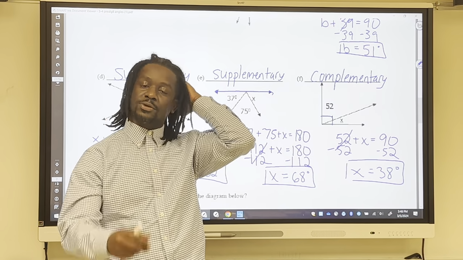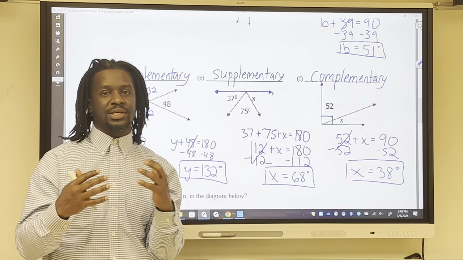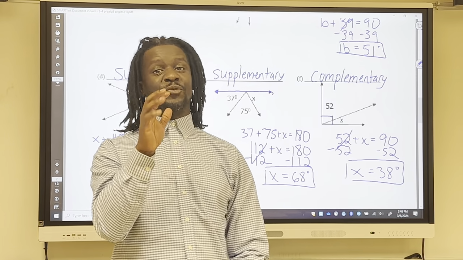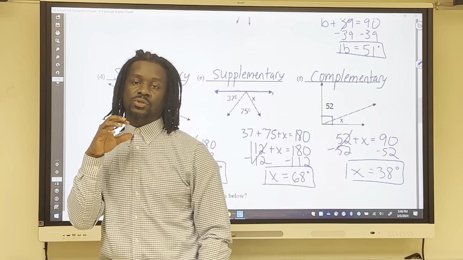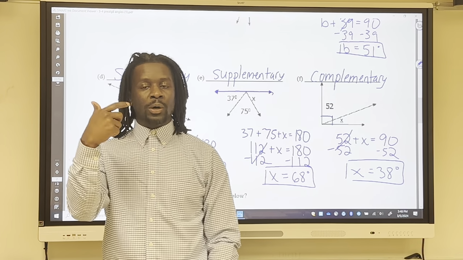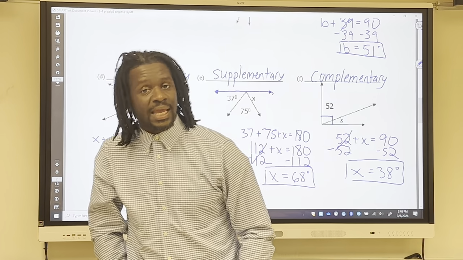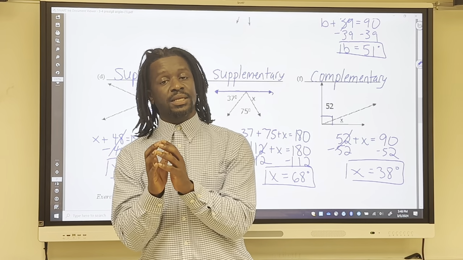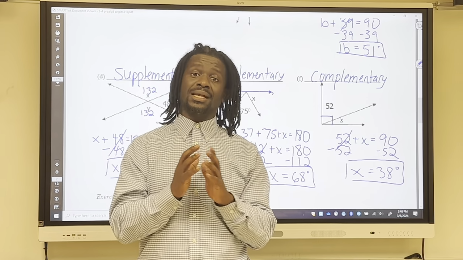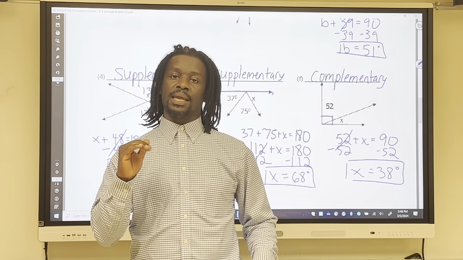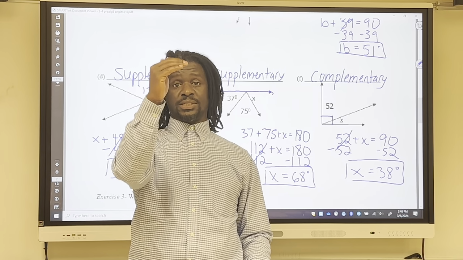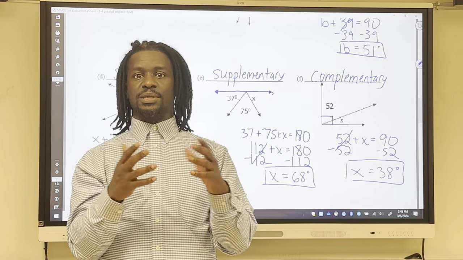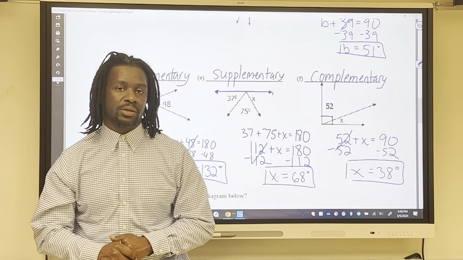Yes, that was a lot of work, but what it all comes down to is knowing the relationship between the angles. If it's complementary, it adds up to give you 90. If it's supplementary, it adds up to give you 180. Vertical angles are opposite and equal, and adjacent angles just mean they share a side.